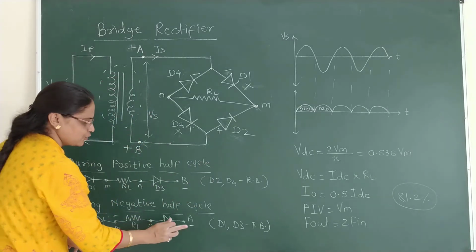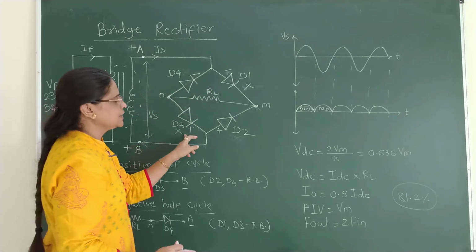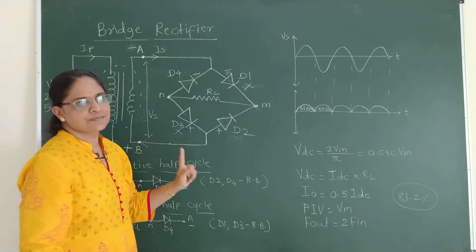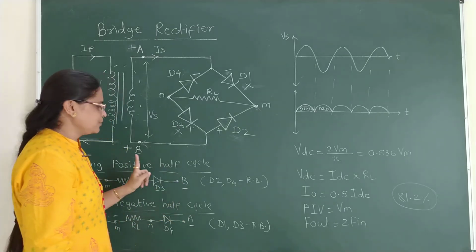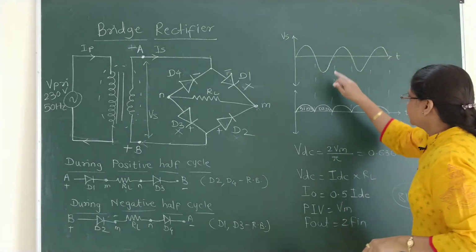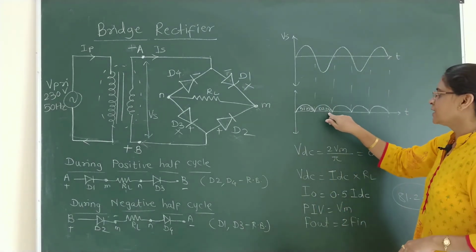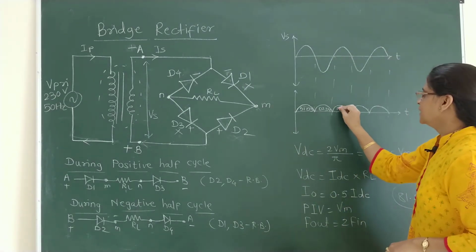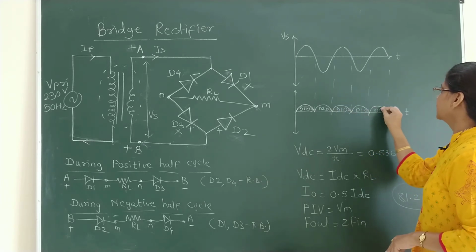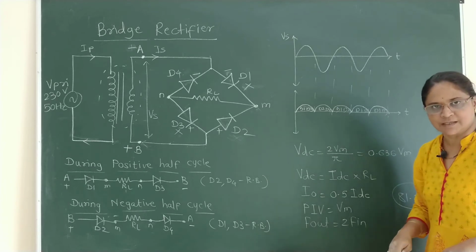Here D2 and D4 will conduct, D1 and D3 will not. In this way, as the current direction in the negative half cycle is the same as in the positive half cycle, here it is the output during the negative half cycle. Here D2, D4 conduct for the positive half cycle, D1 and D3 for the negative half cycle, again D2, D4 for the positive half cycle, D1, D3.